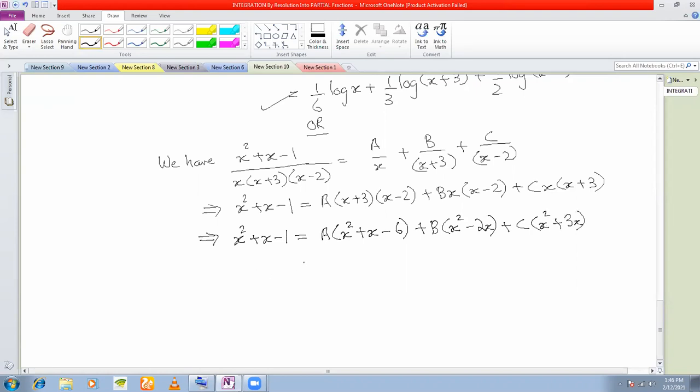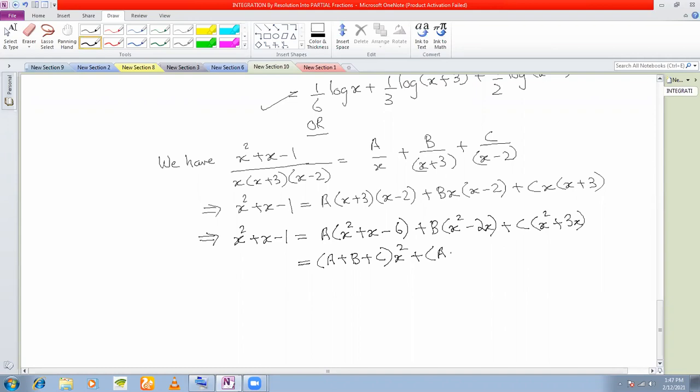Now what you do here is you take the coefficients of x squared together. What are the coefficients of x squared? A plus b plus c, right? Isn't it? Can we write it this way, or should I do one more step for you? Is this okay with you?